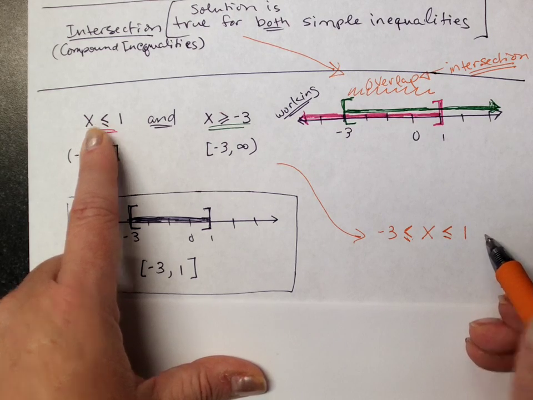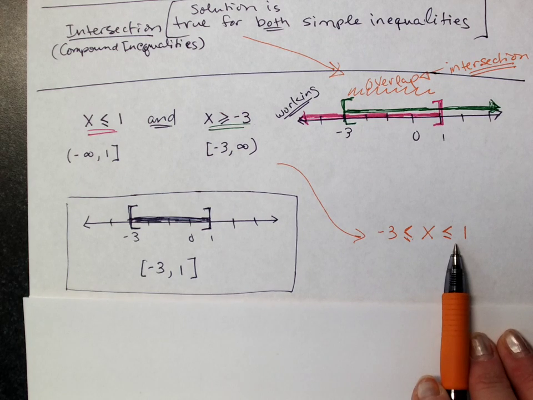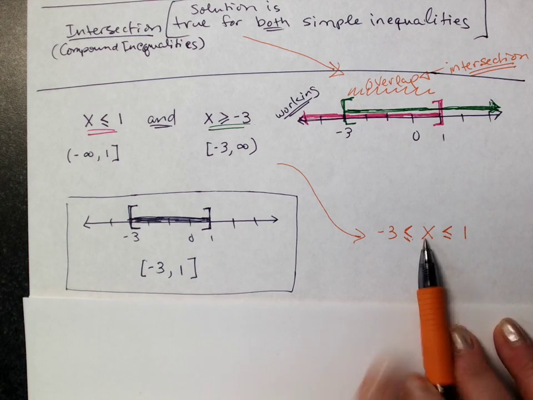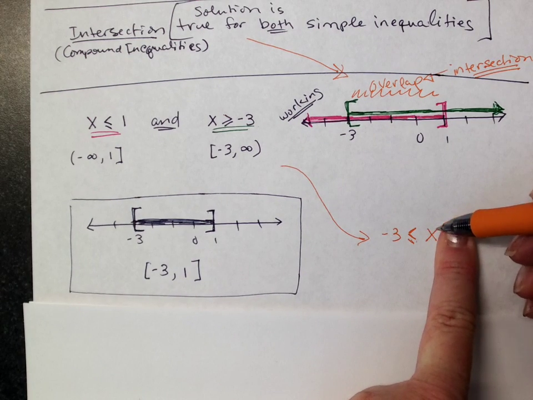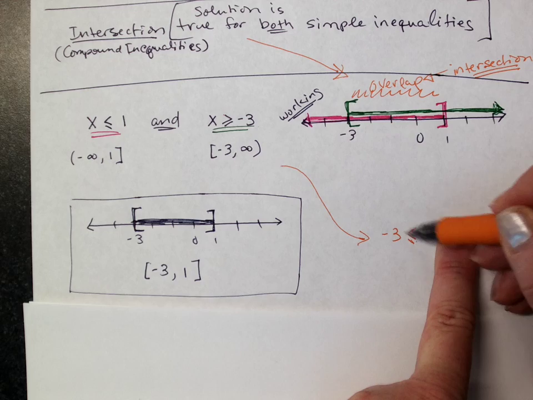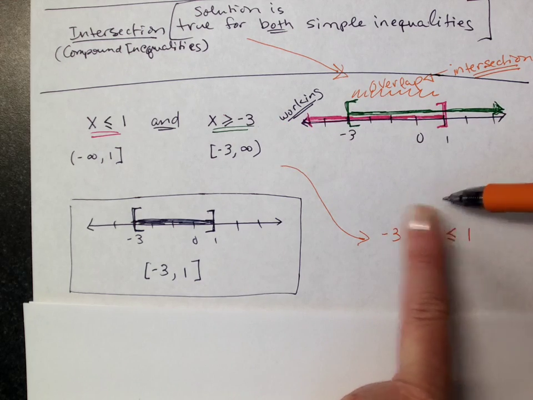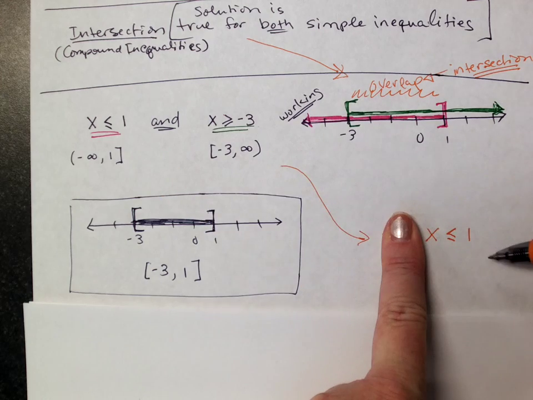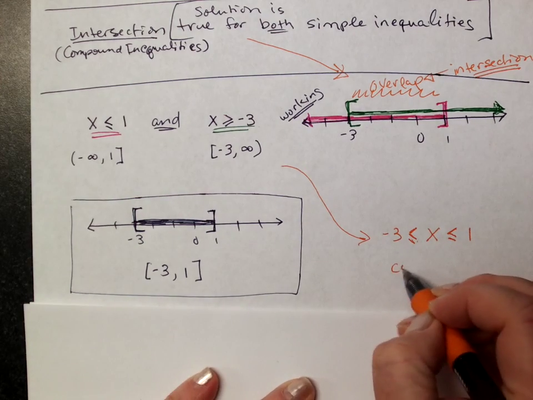So when you write this in compact form, it's always two less than symbols, or less than or equal to, but it just puts x in the middle. So x is still read from left to right. X is greater than or equal to -3. It's just flipped over, read left to right, and this one is x is less than or equal to 1. This is compact form.